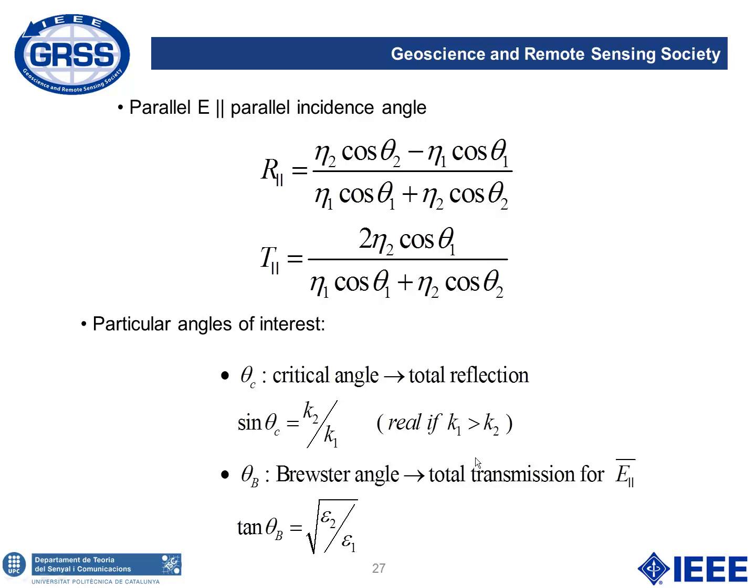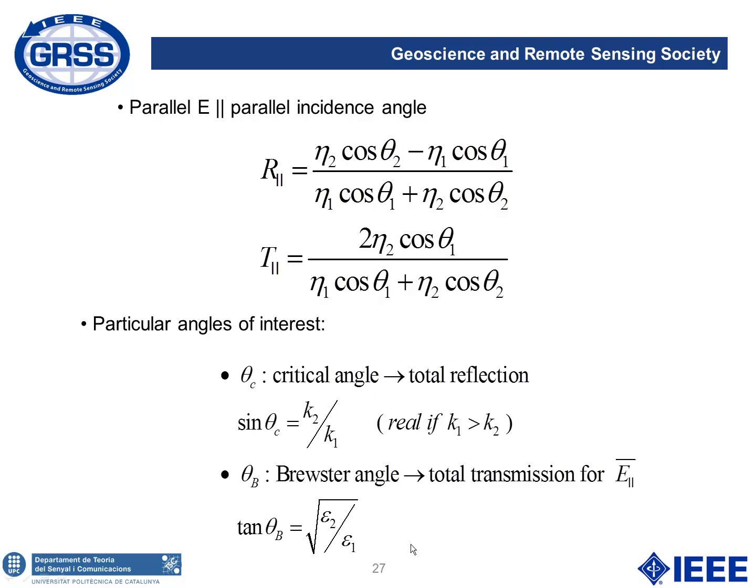There are particular angles of interest, for example a critical angle of total reflection. This happens only coming from a higher density material to a lower density one, so higher permittivity to lower permittivity. This is not usually the case in remote sensing, because in remote sensing we come from air, which is a low permittivity, into a higher permittivity land or water material. So normally this is not useful in remote sensing. It's useful in fiber optics and other applications, but not in remote sensing.